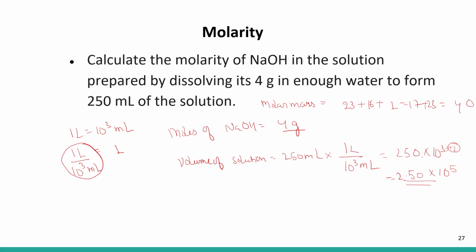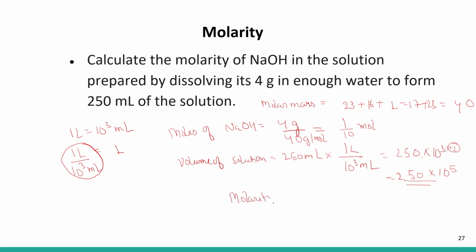So it is 40. You will divide by the molar mass to get the number of moles. So it is 40 gram per mole. So 1 by 10 moles. So you have calculated the number of moles. You have the idea about the volume of the solution. So what will be the molarity?